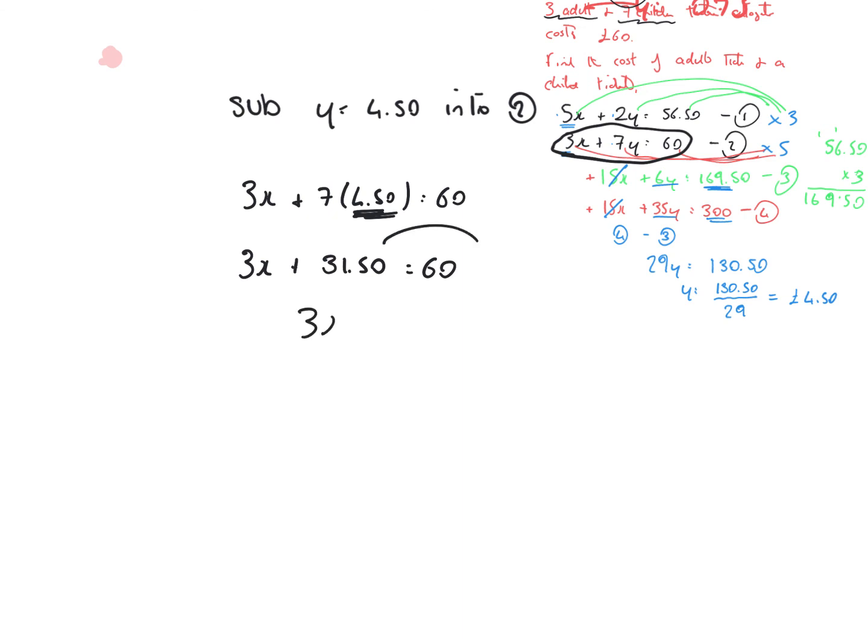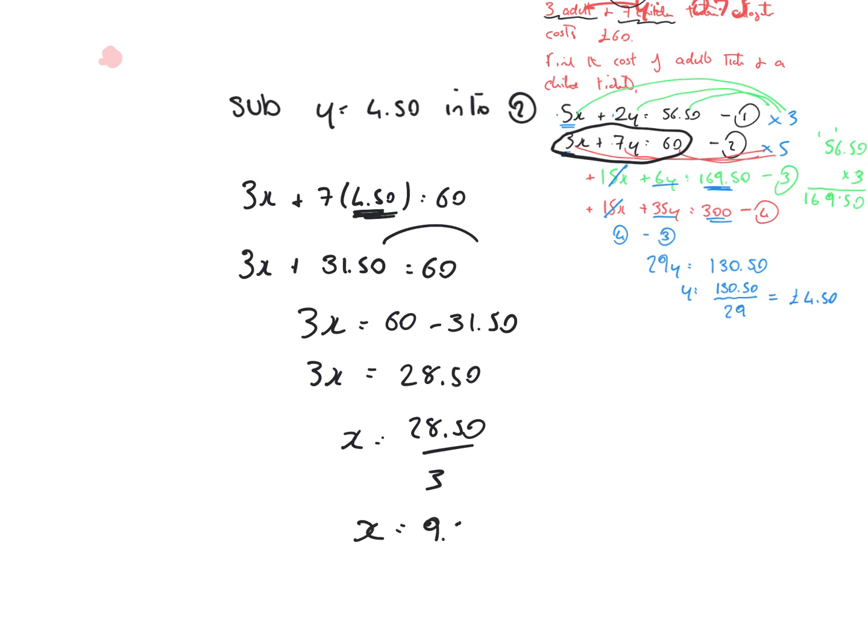3x plus £31.50 is equal to £60. I'll then bring that over and make it a subtraction. 60 take away £31.50. Okay, so again £60. If you spend £31.50, that would give you £28.50. I'm then going to divide by 3, and that'll give me my final answer, which is £9.50. Okay, so one adult ticket costs £9.50, and one child ticket costs £4.50.